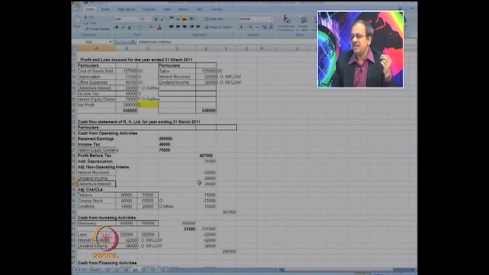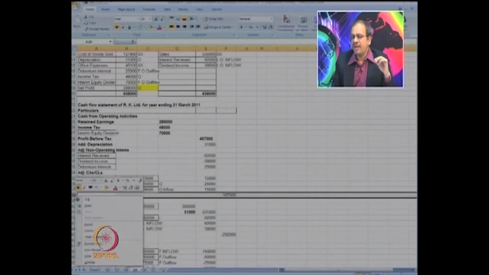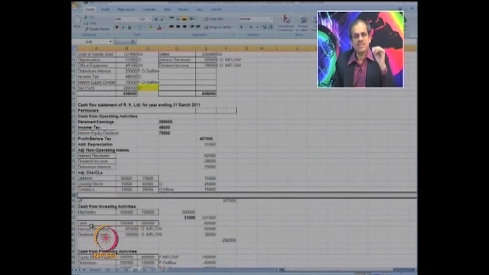Now, debenture interest has been added and interim dividend has been added. Only one item which we have added, but have not adjusted anywhere, is income tax. Income tax we have added because we want to calculate profit before tax, but in the end we have to pay income tax. So, that is something which we had missed, which you have to record now.